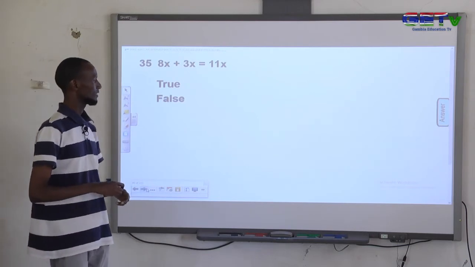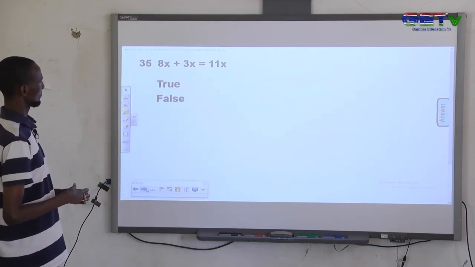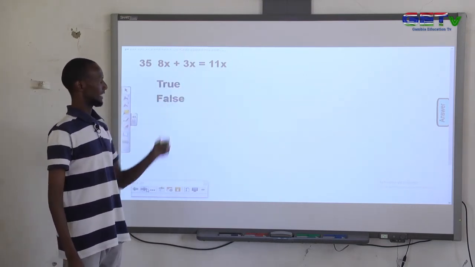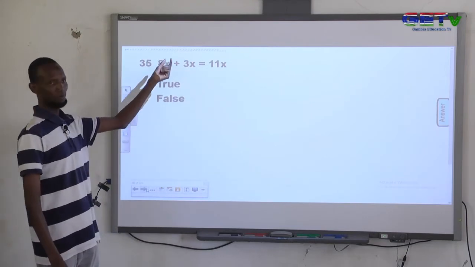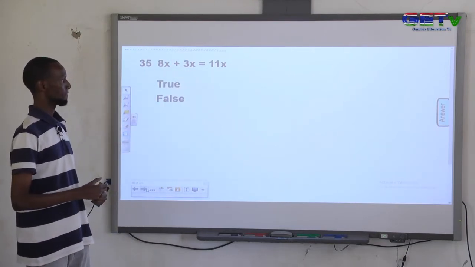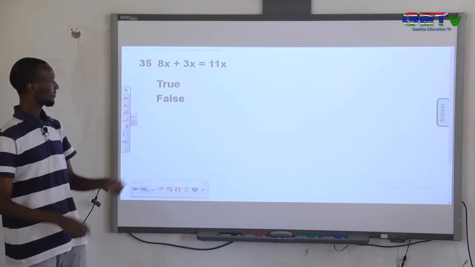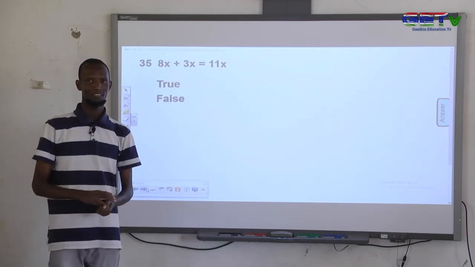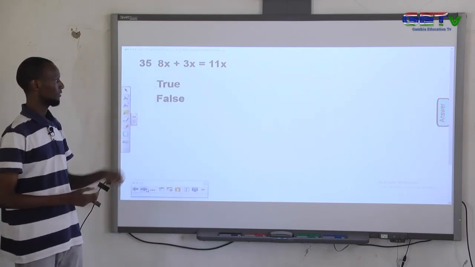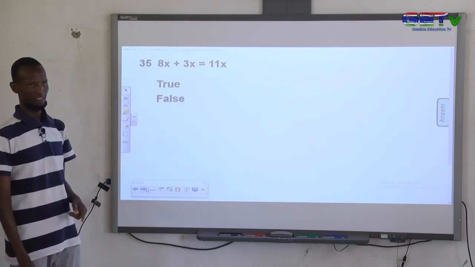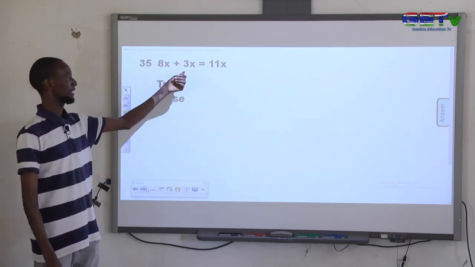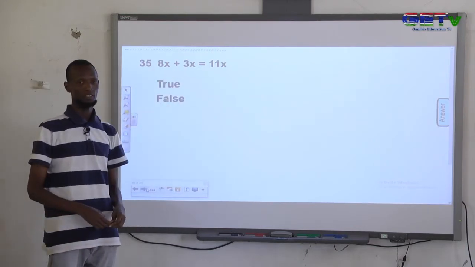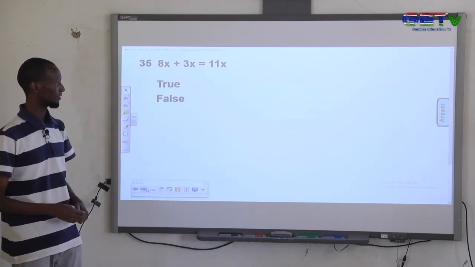Right. Now look at that solution there and determine whether 11x is the correct solution to 8x plus 3x. First question is, can you add those two? Meaning, are they like terms? Yes, they are like terms. If you add them, do you have 11? Yes, 8 plus 3 gives you 11. So therefore, this is a true statement that 8x plus 3x will definitely give you 11x. So that's correct.